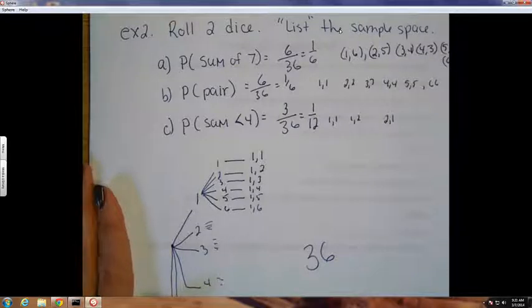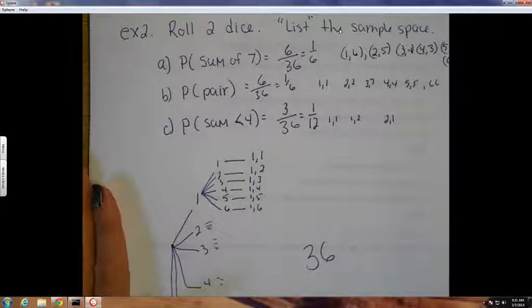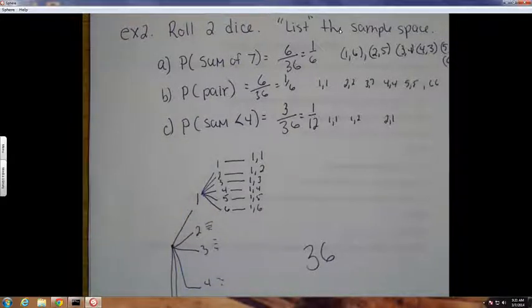So if you've got the 2 dice, see this tree in your head and know that the bottom's 36. You can do that, Carmela? Perfect.